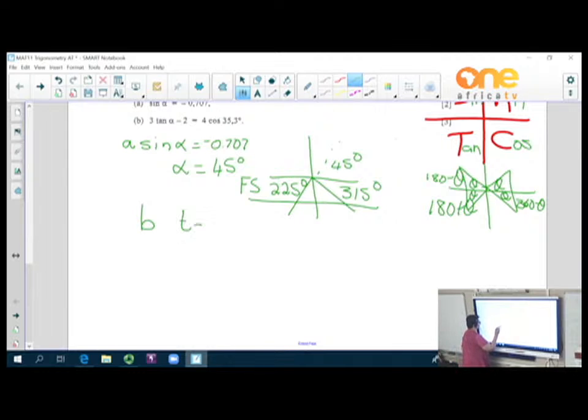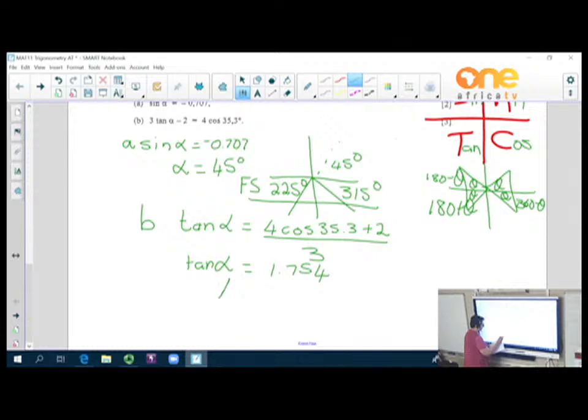So we can say that tan alpha is equal to 4 cosine 35.3, and this is not difficult. You just press your calculator and you get a value there. I take the 2 over and I divide by the 3, algebra. This is algebra. And then second function tan, we press it and we get 1.754. This is the calculation here. This is actually still tan alpha. And alpha, second function tan now, is 60.3 degrees.